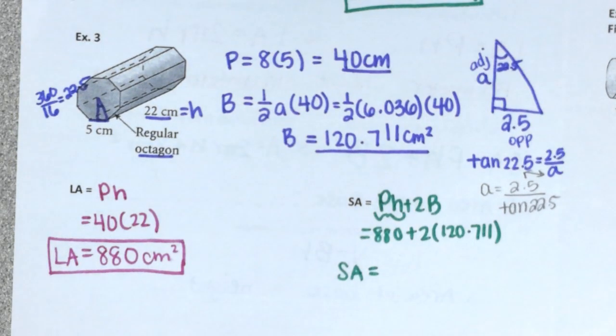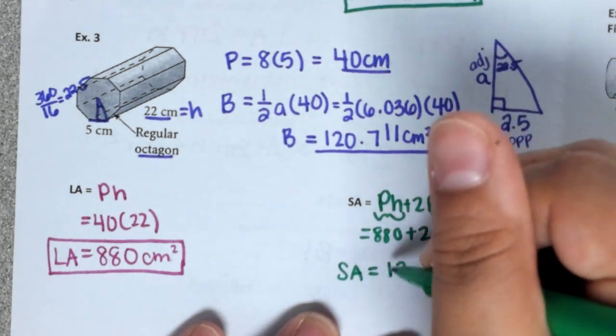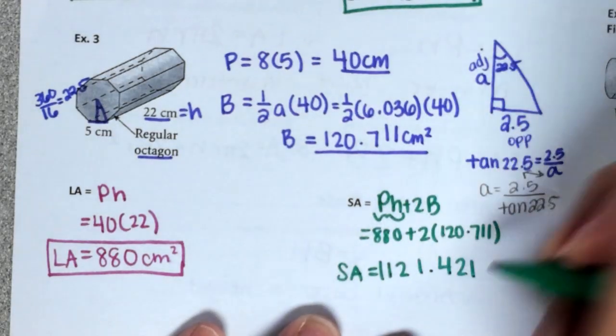Did y'all get 880 for the lateral surface area? Okay. And then for total surface area, 880 plus 2 times, and in the calculator I'm going to do the big B so it's accurate and I'm not rounding. 1121.421.